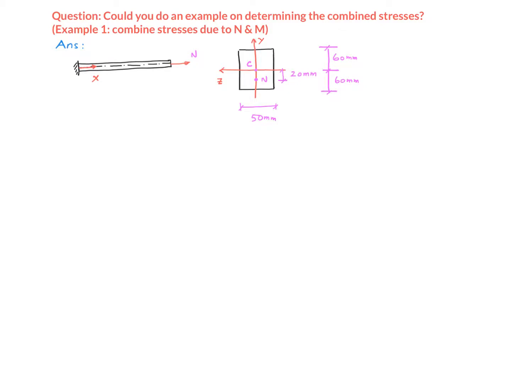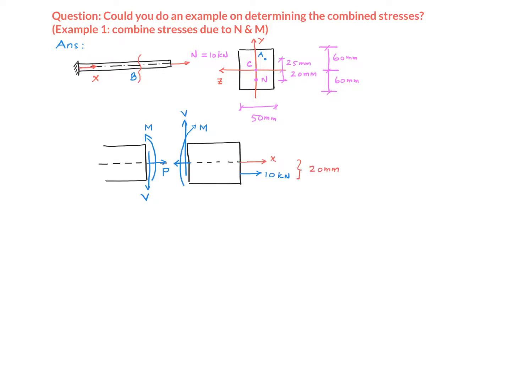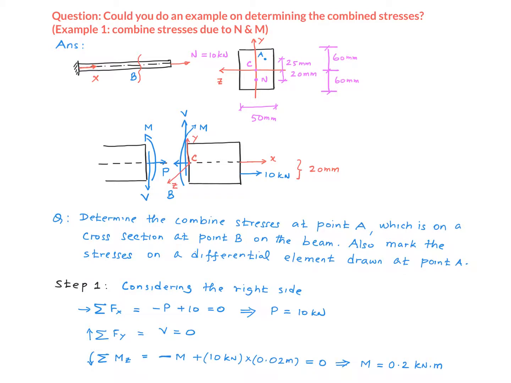It has an eccentricity in the y direction, not in the z direction, but in the y direction. What this means is this is going to produce a bending moment about the z-axis, not about the y-axis, but about the z-axis. I'm interested in calculating the combined stresses at point A on a cross-section that is taken at point B. The first step of solving this problem is to go ahead and find the internal forces on the cross-section that we are interested in.